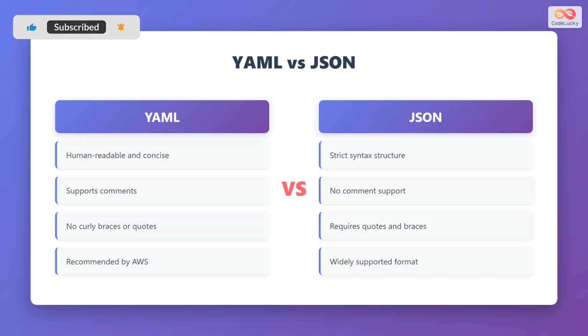On the other hand, JSON has a strict syntax structure with required braces and brackets. It doesn't support comments, which can make documentation challenging. JSON requires quotes around all strings and uses more characters overall. However, JSON is a widely supported format across many tools and programming languages.